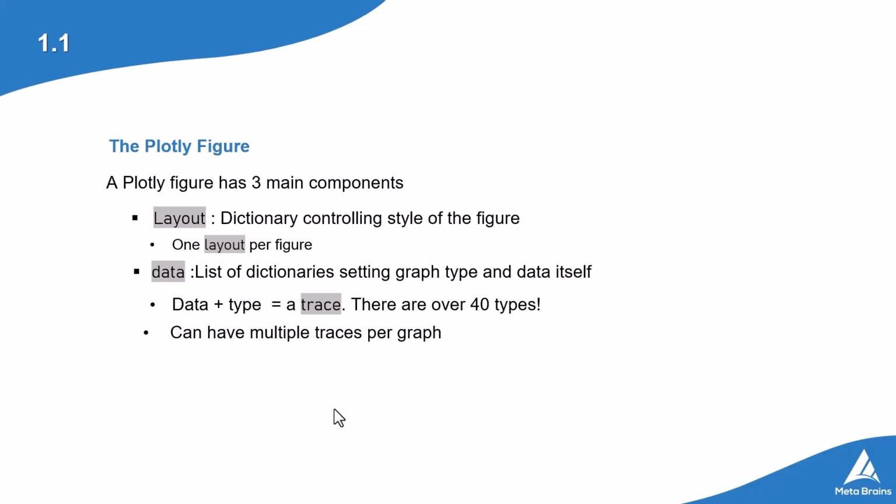Data plus type equals trace, and there are over 40 trace types, including bar charts, pie charts, and more. You can also have multiple traces per graph.